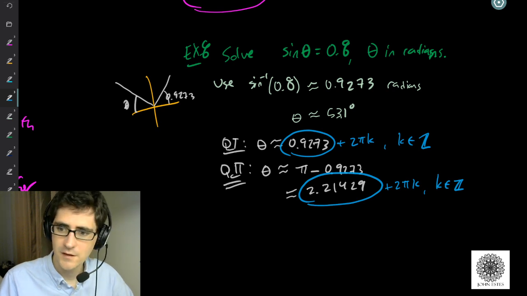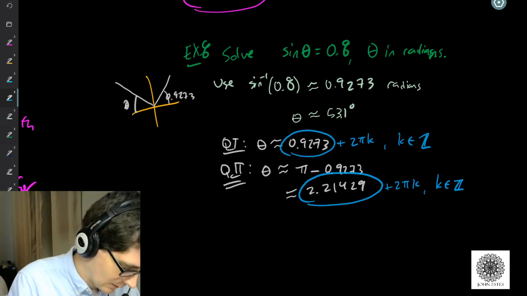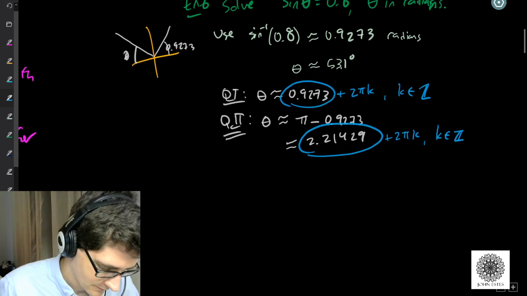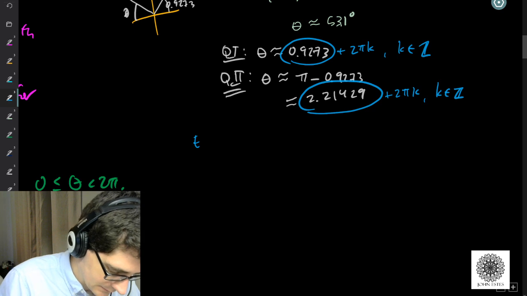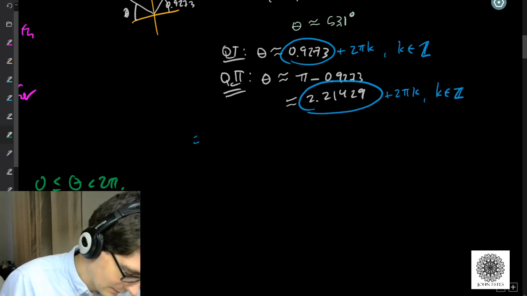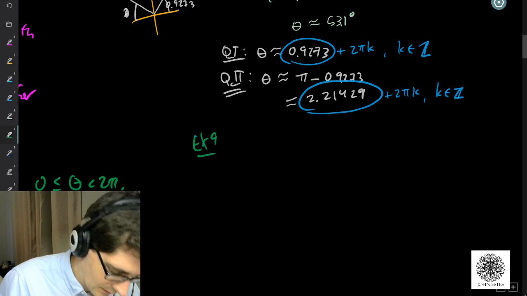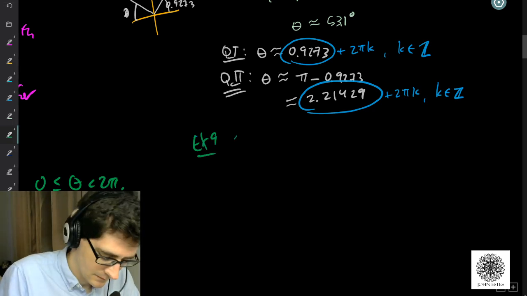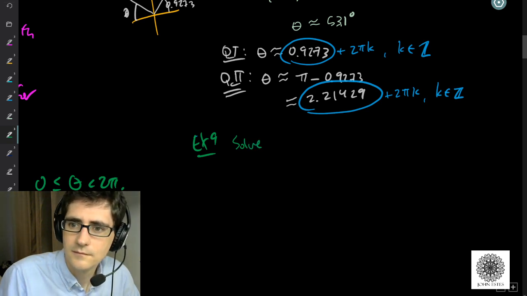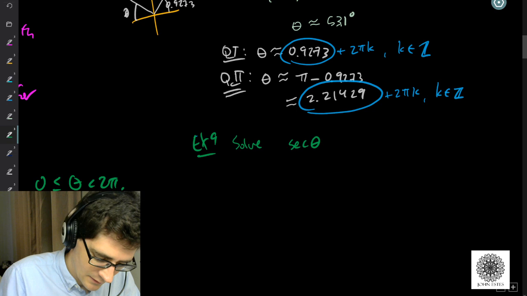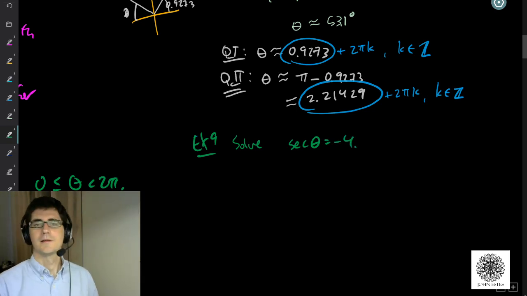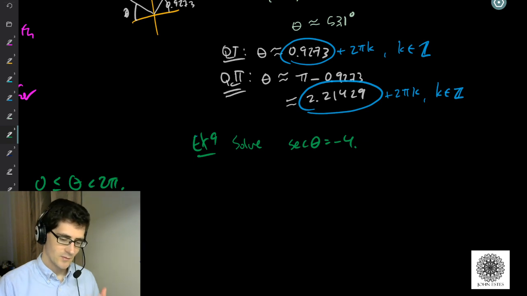Alright, great. Let's try one more with a calculator. Maybe we'll use Wolfram Cloud again. So this is example 9. I'll get back to my green. And this time I want to solve secant theta equals -4. Okay, secant theta equals -4. Now, most of the time when we have secant, cotangent, or cosecant, we are wanting to use our identities to get back to cosine, tangent, and sine.